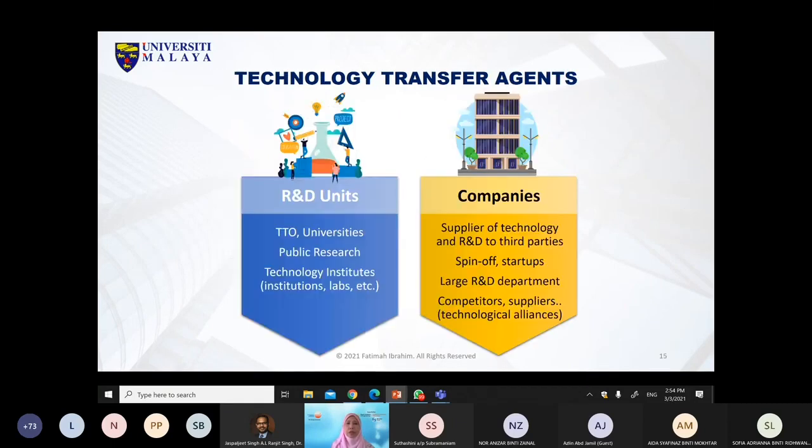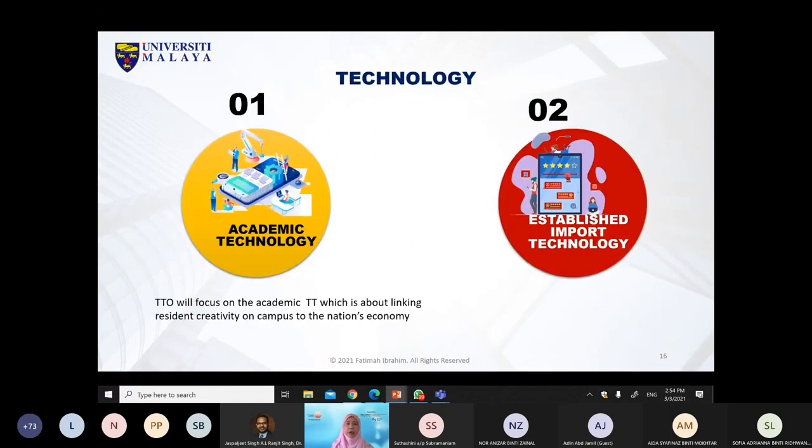So the technology transfer agent, who is the technology transfer agent? The R&D units, the technology transfer office, the university, the public research technology institute, the laboratory, and you yourself now. You have to be your own transfer agent. The companies, the suppliers of technology, the R&D of third parties, the spin-off, startup, large R&D department, competitors, and other alliances.